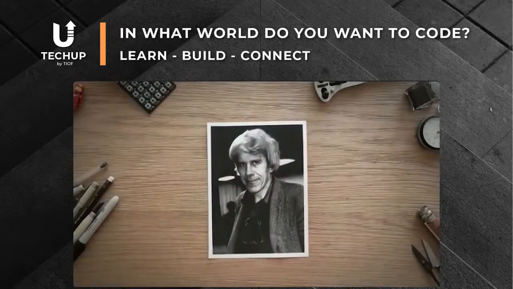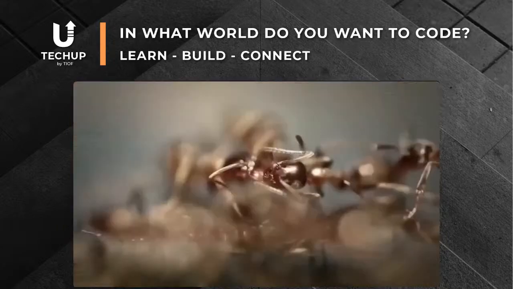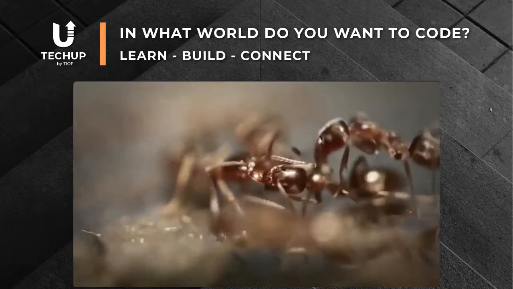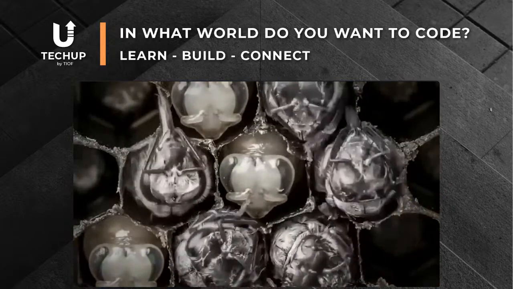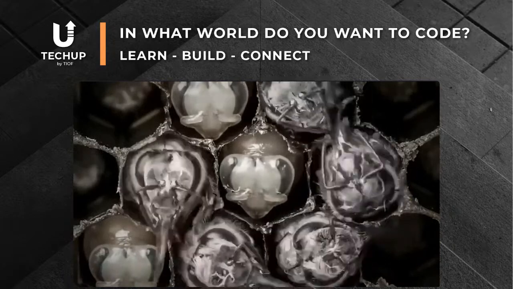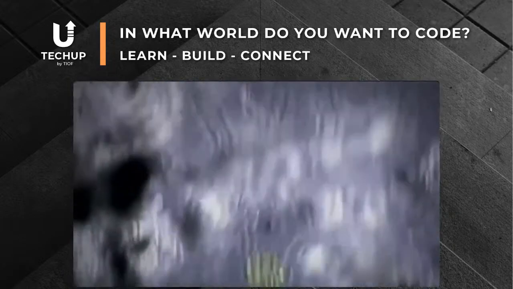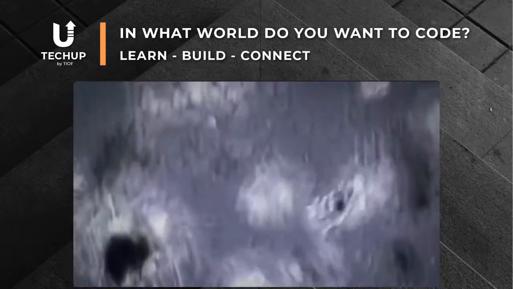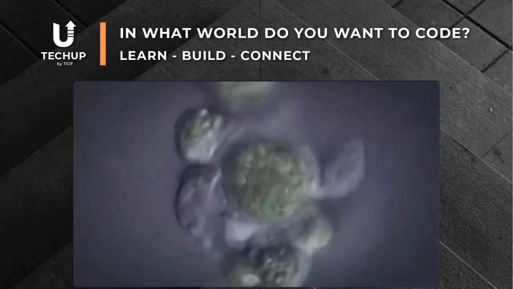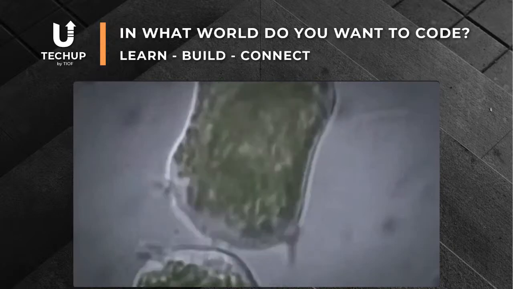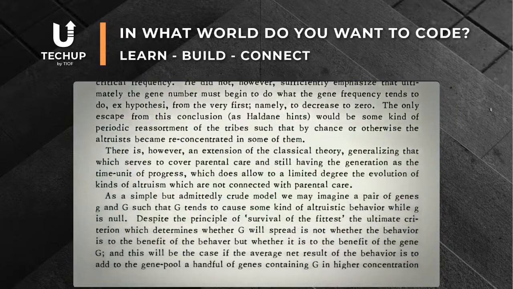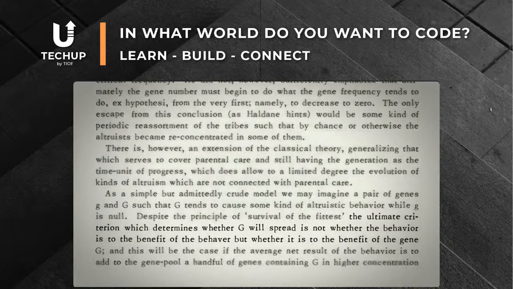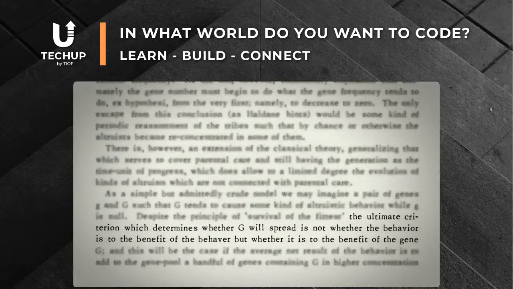This is Bill Hamilton, one of the most significant evolutionary theorists of the 20th century. His work studying the social structures of ants, bees, and wasps had a profound effect on our understanding of the role of genes in social behaviors such as altruism. He believed, and went on to prove, that the driving force behind evolution was not the individual, but the gene. He stated that the ultimate criterion which determines whether a gene will spread is not whether the behavior is to the benefit of the behavior, but whether it is to the benefit of the gene.